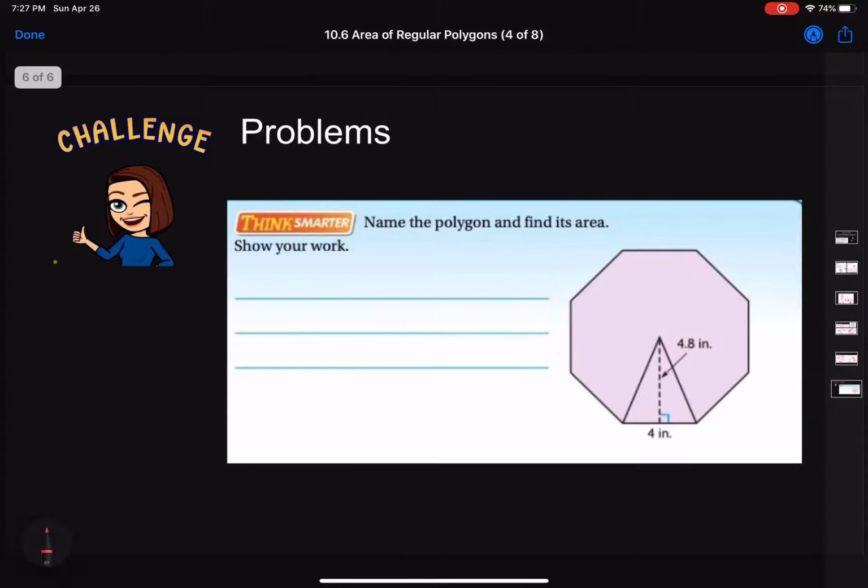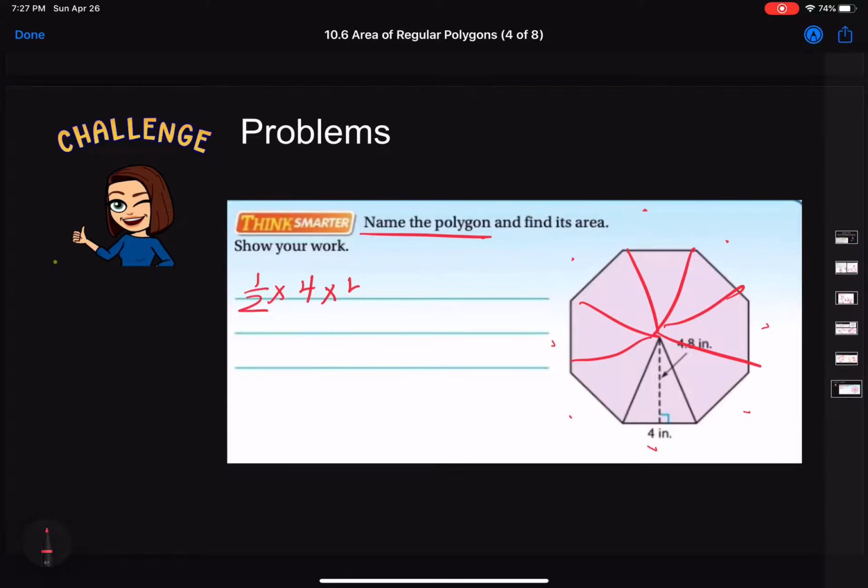Okay, I have one final one to look at. It's not any harder than the ones that we were doing. I believe we have an octagon here. So we have 1, 2, 3, 4, 5, 6, 7, 8. So we have 8 sides, which means that we have 8 triangles. It's made up of 8 triangles. Okay, so this is an octagon because it says name that polygon. It's an octagon. And then we're going to go 1/2 times 4 times 4.8.